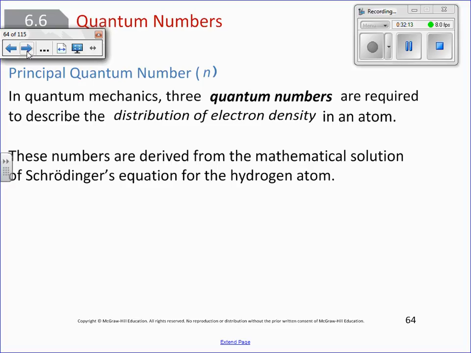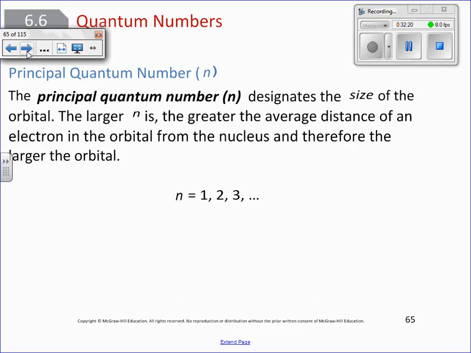The principal quantum number, I'm going to start them over here, designates the size of the orbital. So I'm going to put 1 here, 2 here, 3 here, and then 4 here. There's also 5 and 6 and 7, but we're only going to go up to 4 to illustrate everything. So the lower the number, the lower the energy. So we're going to hit 1, 2, 3, 4.